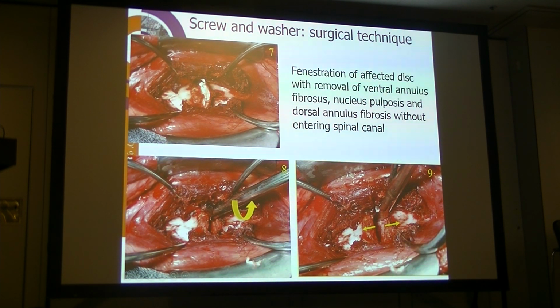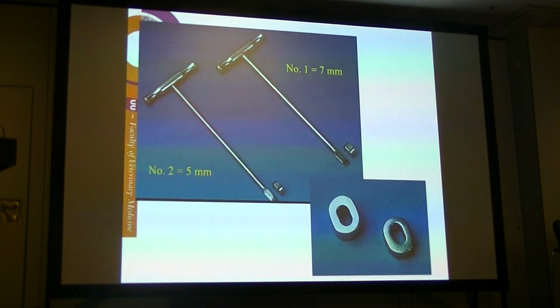You can see here, the disc is incised, and then we take out the disc, and then we put distractors in. And this is a very simple instrument. It's a distractor which is introduced and then turned 90 degrees. You can see that here. And that distracts the vertebral bodies, and that allows taking out more disc tissue, to really make space for the washer. So this is our distractor, and it comes in two sizes, 5mm and 7mm.